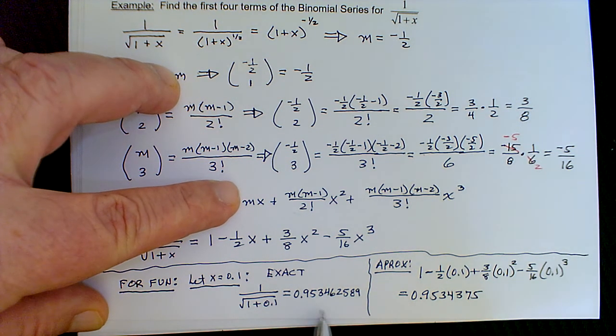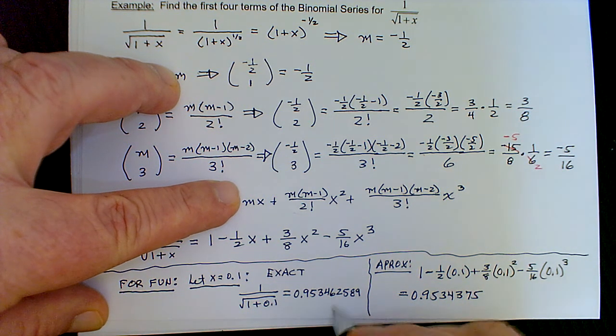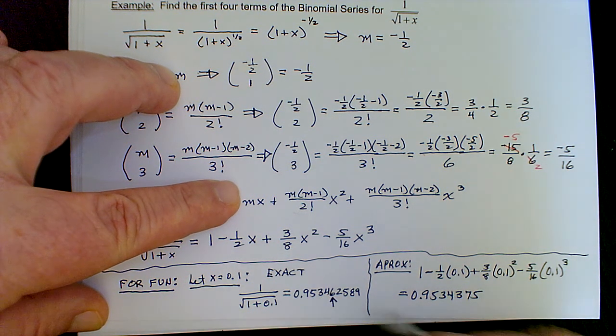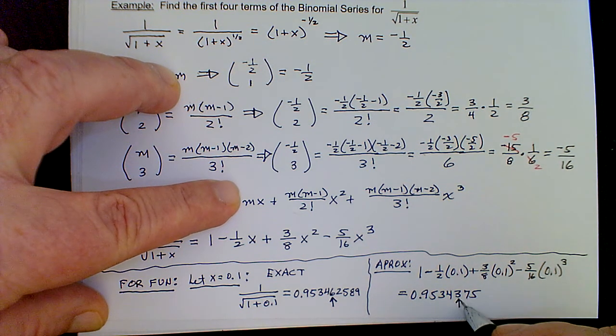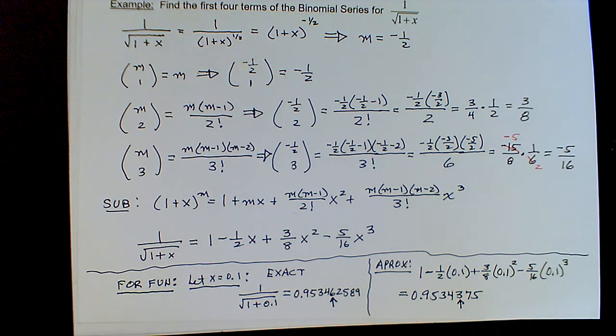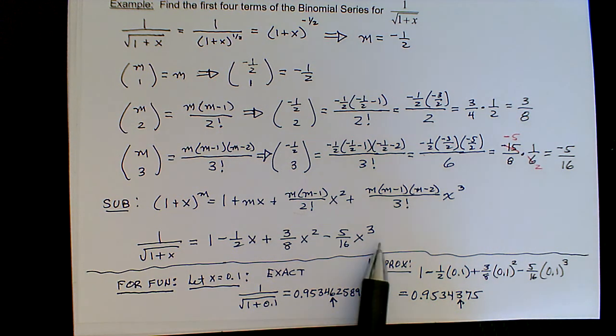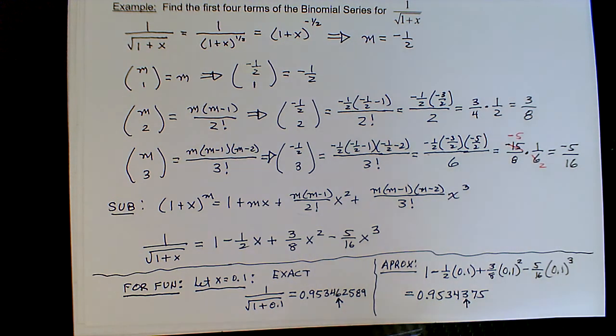0.9534375. So you can see that we're close. We start to differ at the 100,000th place. So just with those first four terms, it's a pretty decent approximation. And if you wanted to be more exact, just simply add on more terms.